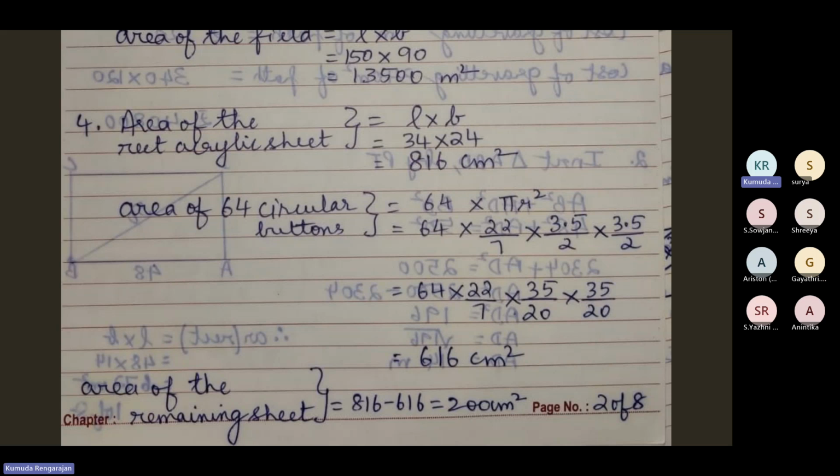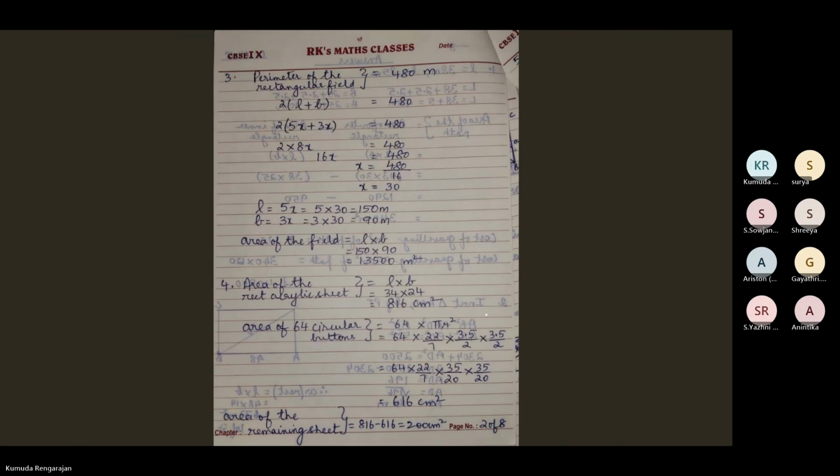Area of a circle is pi r squared. So for 64 circular buttons, 64 into pi r squared. Pi r squared is the formula to find the area of one circle, into 64 for 64 circles. You need to cancel, children. 5 sevens are 5 fours are, 4 ones are 4, 4 fours are 16, 4 fives are 20. In the numerator we have 4, 22, and 7. So it's 88 into 7, 7 sixes are 56, 5 carried over.